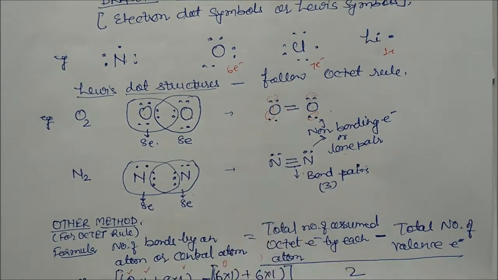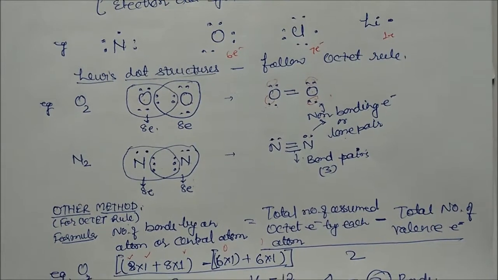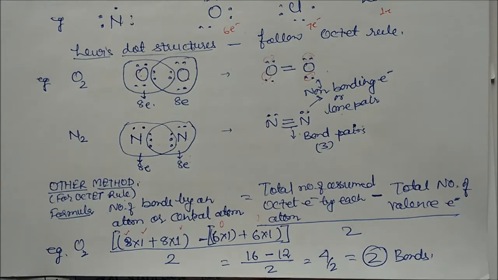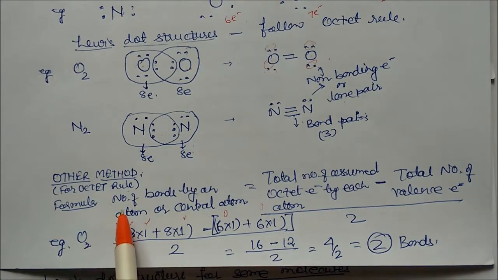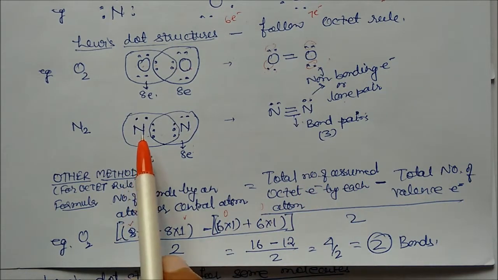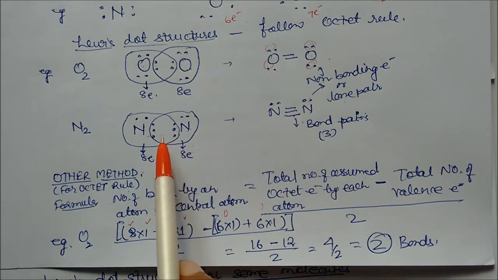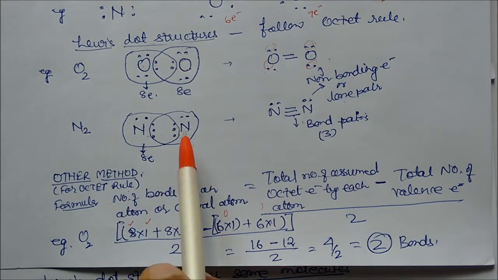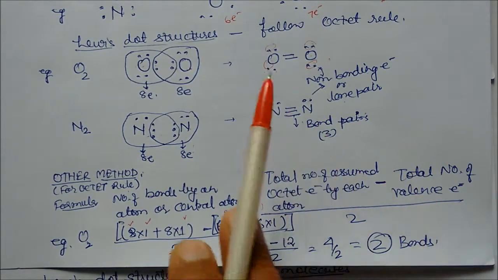So there is another formula to understand how many bonds a molecule can form, the maximum bonds that can form. So this we understand through this formula. Number of bonds by an atom or central atom. So this is an atom or this can be a central atom. What will be the number of bonds? So first we have to take the total number of assumed octet electrons by each atom. So each atom means nitrogen. So what are the octet electrons present in each atom? So for each atom, nitrogen can have 8 electrons in octet conditions. This also has 8 electrons, and minus the total number of valence electrons.